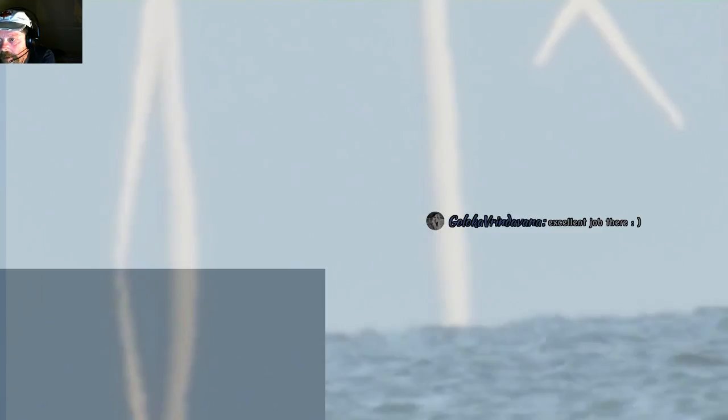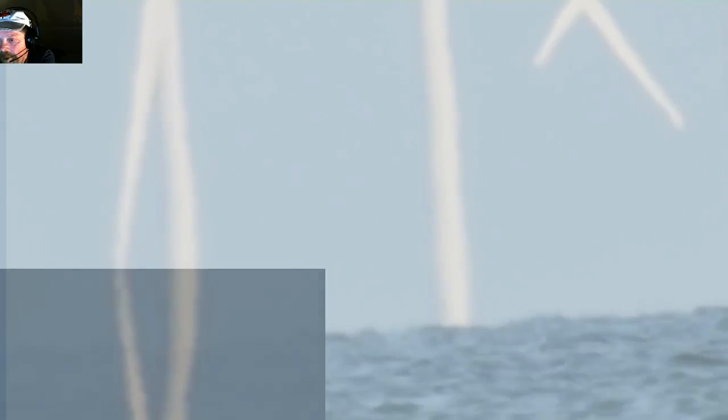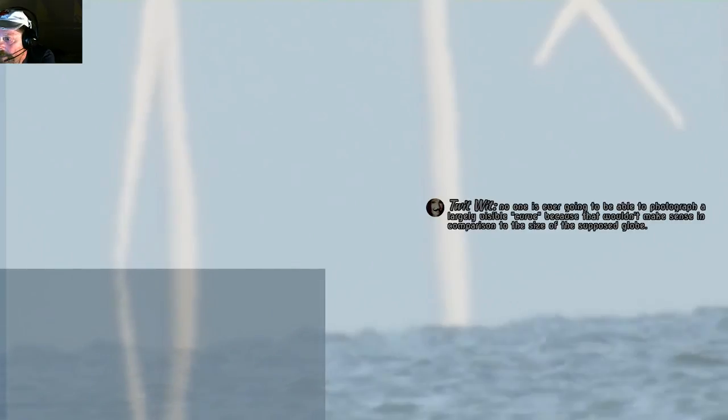Let's filter it. We'll see what happens. See that? That is what you're seeing. You're seeing a complete reflection above the water line heading out. That's how your ships lose the bottom.